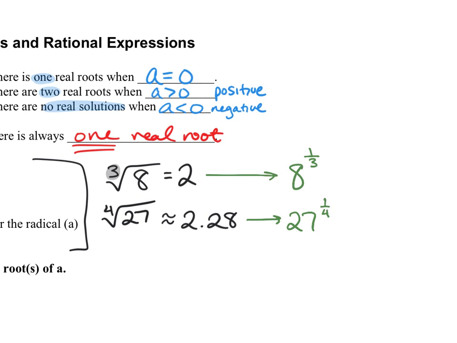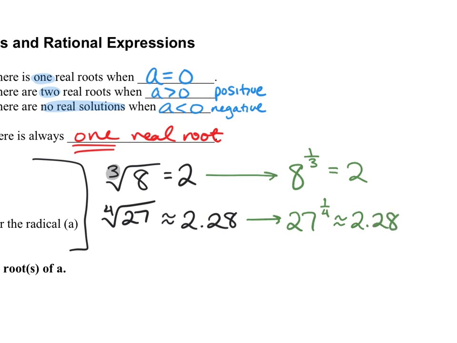Okay, I personally like typing these into my calculators this way. Type the number 8, then type the exponent button, and in that exponent, make the fraction 1/3. You can use the fancy fraction or you can use the divide key, it doesn't matter. 8 raised to the 1/3 power should give you the same answer. What does it give you? 2. 27 raised to the 1/4 power, what does that give you? A decimal that we round to 2.28.